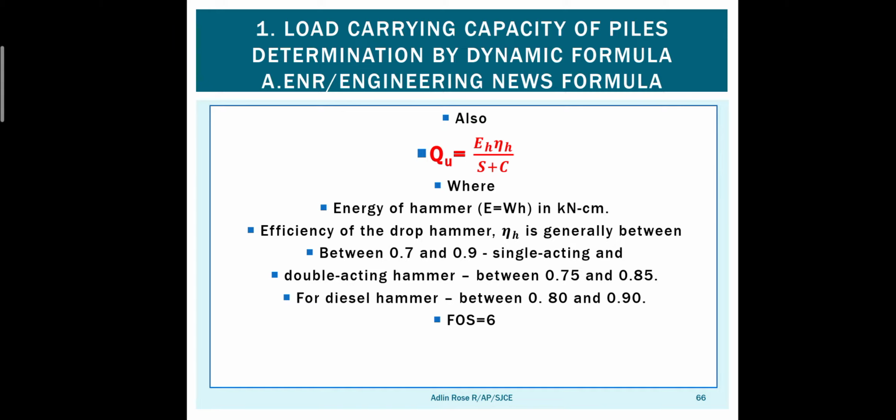Now if you want to find the allowable load, what should we do? Allowable or safe load is equal to ultimate load by factor of safety. So we find the ultimate load and we divide by the factor of safety. When coming to the engineering news formula, we always use a factor of safety of 6. Very high factor of safety is used for the engineering news formula.